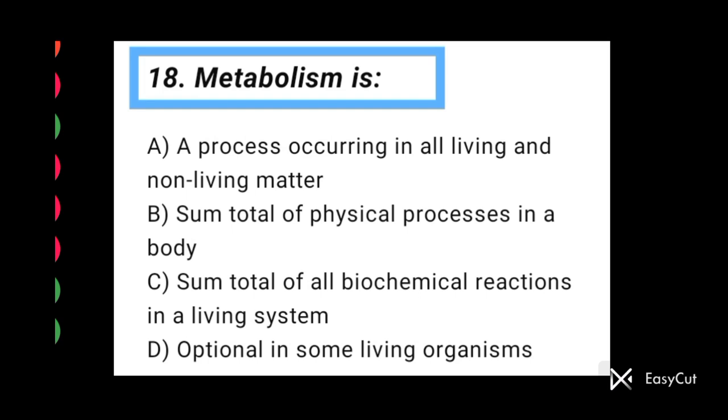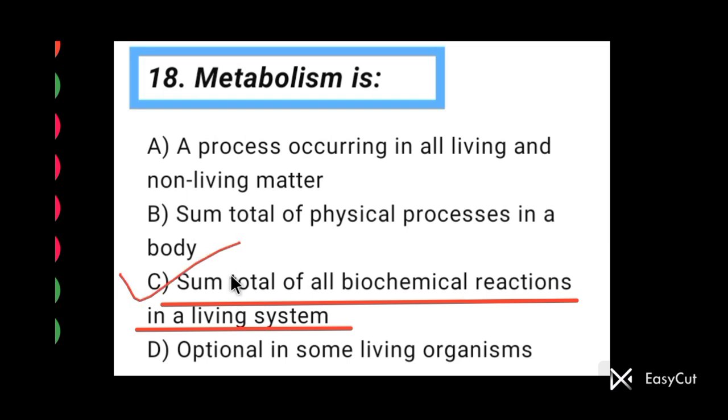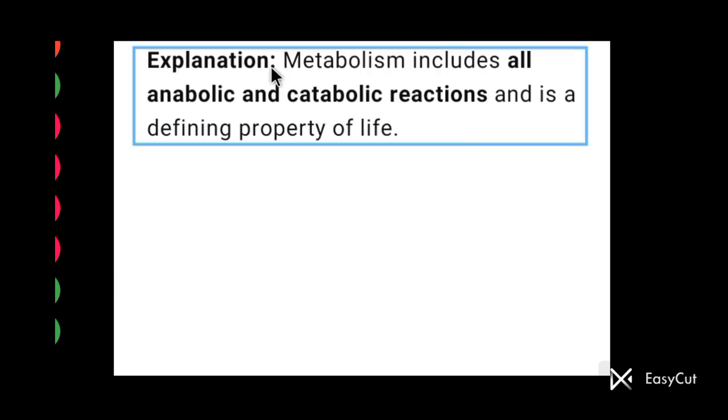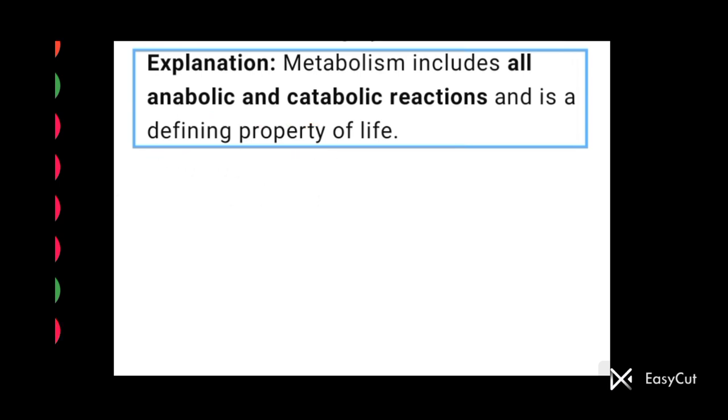Question number 18. Metabolism is the sum total of all biochemical reactions in a living system. So option C is correct for question number 18. Metabolism includes all anabolic and catabolic reactions and is a defining property of life. All living organisms are made of chemicals.